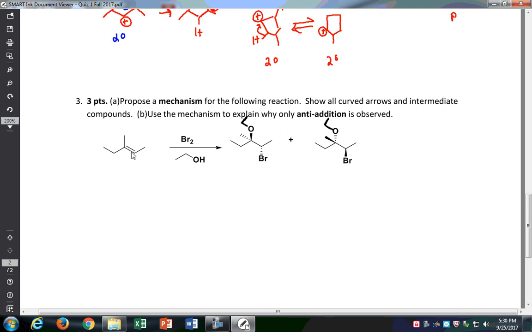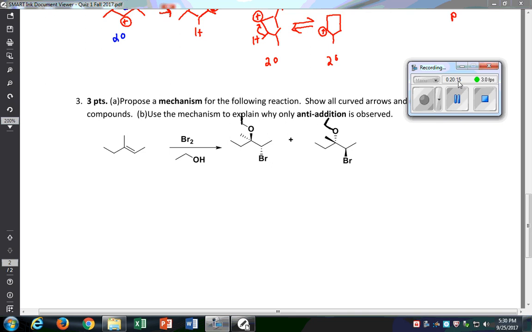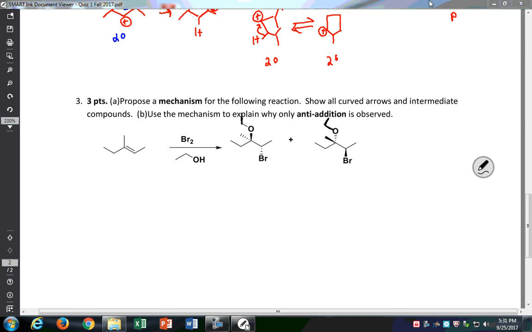So, looking at our mechanism, the first thing we have to consider is what is our nucleophile and what is our electrophile. So, we have a pi bond. How can my pi bond act? It acts as a weak nucleophile or a weak base.